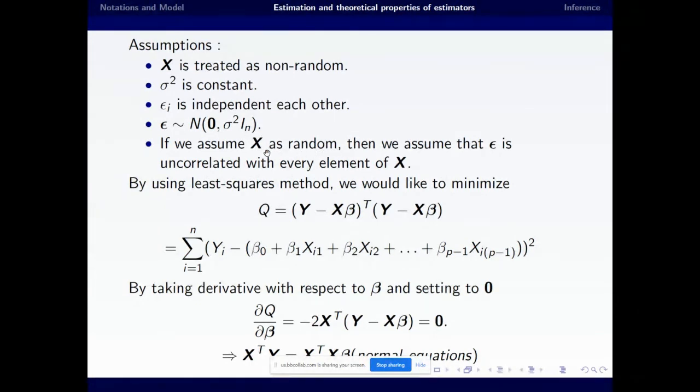For now you can just think that if you treat X as non-random, that's totally fine. If you assume X is random, then we have to add one more assumption, which is that epsilon is uncorrelated with every element of the design matrix.